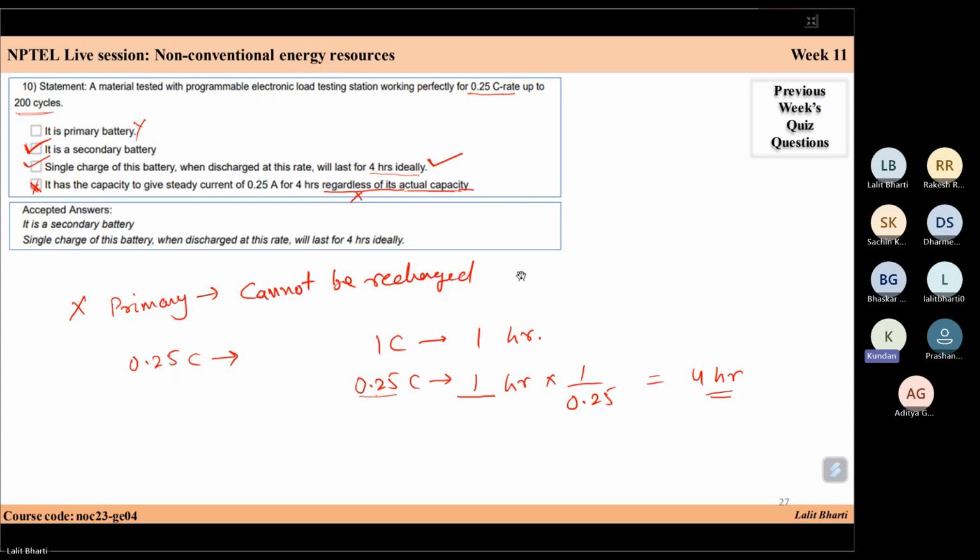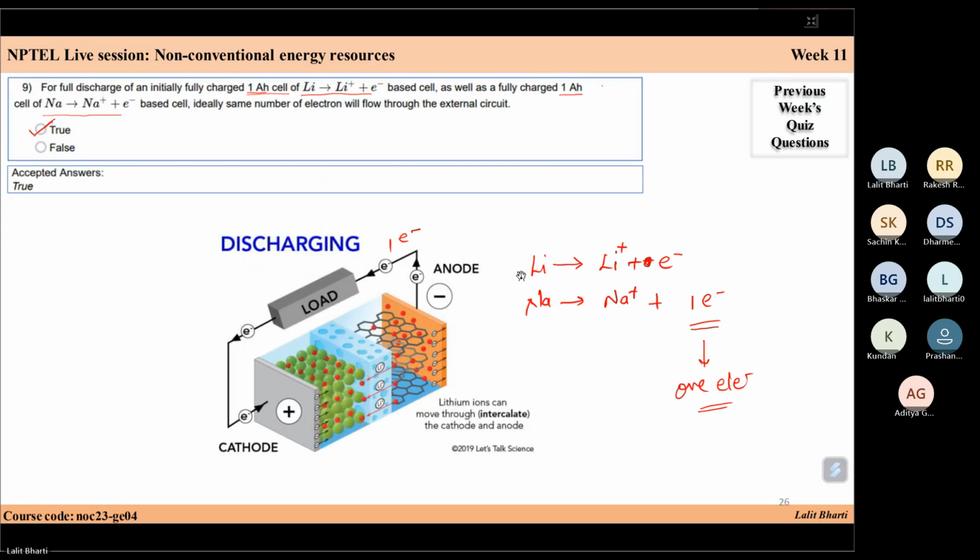Sir, can we go to the last question? Yes. Okay. Suppose in this case, if we have 2 electrons in the discharge side, then what would be the answer? Yes. So then the answer will be false.